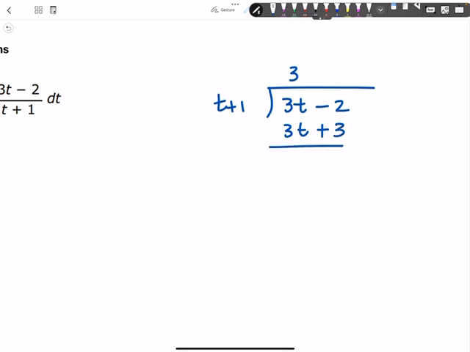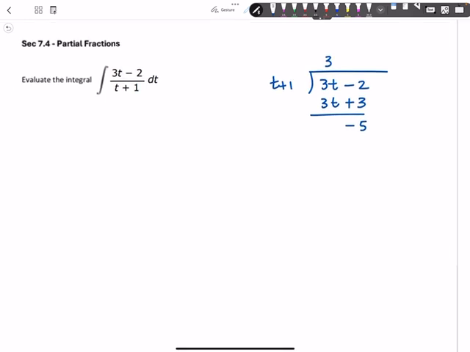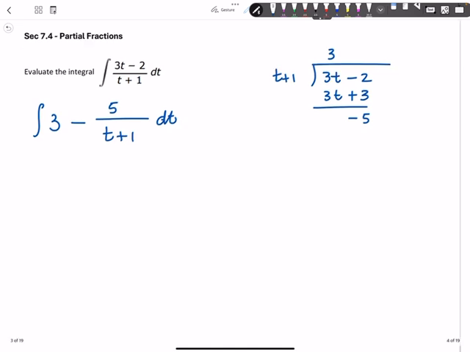And now we can subtract. All right, 3t minus 3t is 0. Negative 2 minus 3 will be minus 5. So this is my remainder. Again, using the division algorithm to write this gives the integral of 3 minus 5 over t plus 1 dt. All right, and now this thing is in a form that I know how to integrate. So the integral here will be 3t minus 5 times the natural log of the absolute value of t plus 1. And then don't forget that plus c on your final answer.